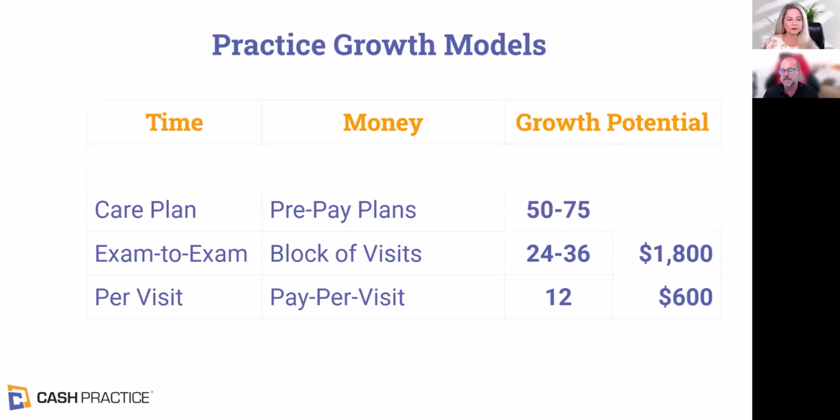And we see in these practices, they do have a higher retention level. Their PVAs are generally around 50 to 75, and they do collect more money. I mean, their case averages are much higher when you're doing these programs.